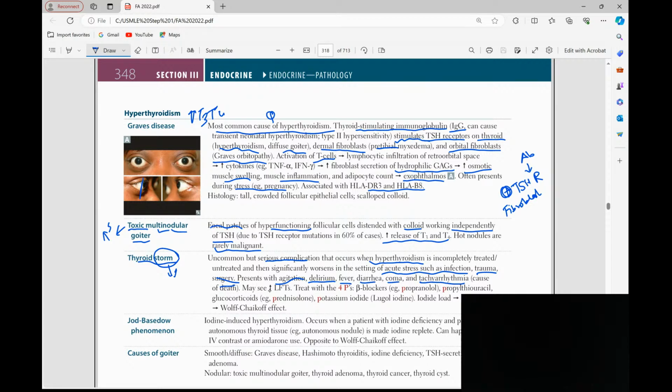Also, do an LFT and treat with the 4 P's: beta blocker propranolol, propylthiouracil, prednisolone, and potassium iodide or Lugol's iodine, because the iodide load will cause a decrease in T4 synthesis.